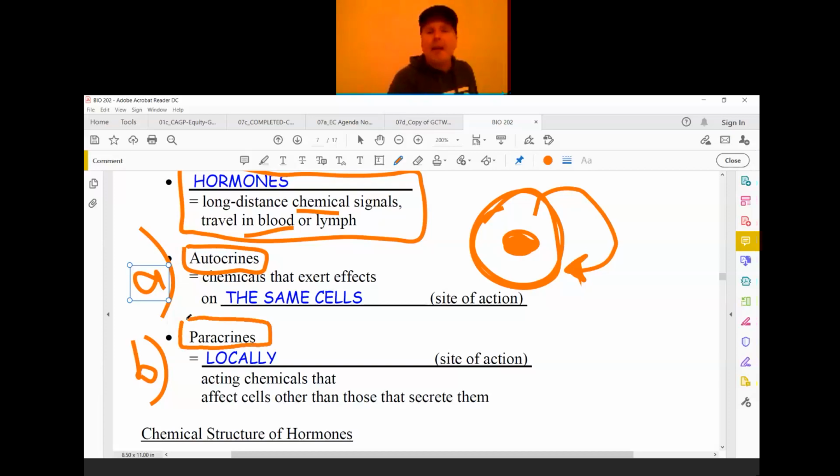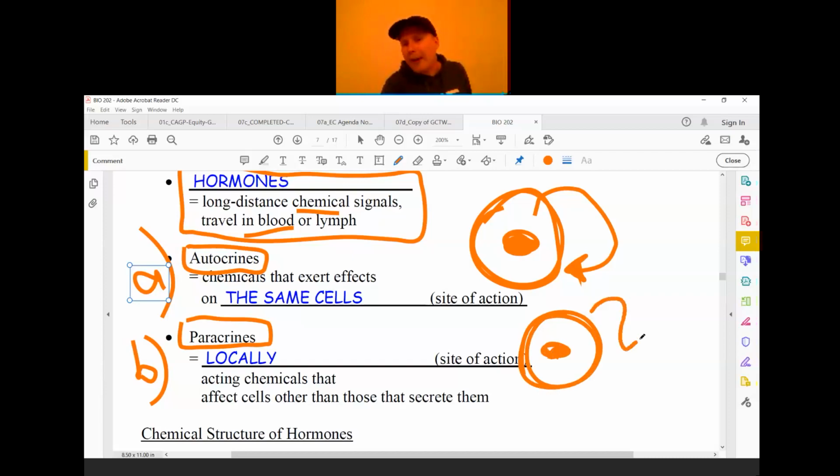Paracrines, instead, are secreted from one cell, and they travel not too far away to the same area, but they act on another cell or other cells. So it's not the same cell where we're seeing the response to paracrines. So those would be the 2 types of chemicals, and I'd like you to be comfortable with those so you know the difference between the 2.